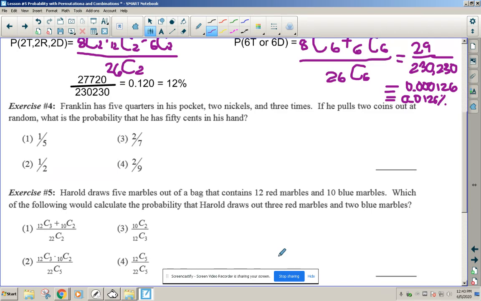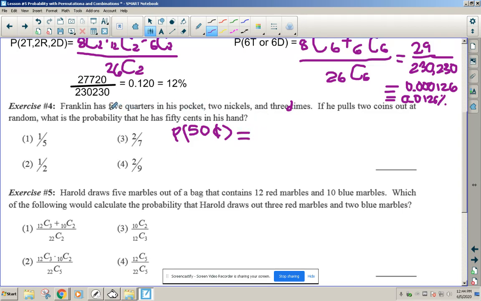So let's do a faster problem. Franklin has 5 quarters, 2 nickels, and 3, that should be dimes, 3 dimes in his pocket. If he pulls 2 coins out at random, what's the probability that he has 50 cents? So this is what I want for my probability, the probability that he pulls out 50 cents. Well, with 2 coins, the only way you're getting 50 cents is with 2 quarters.